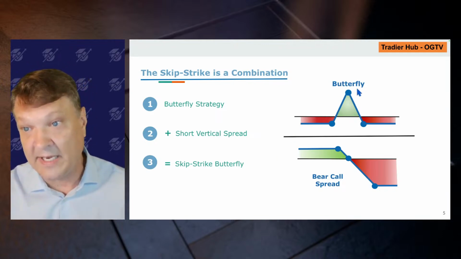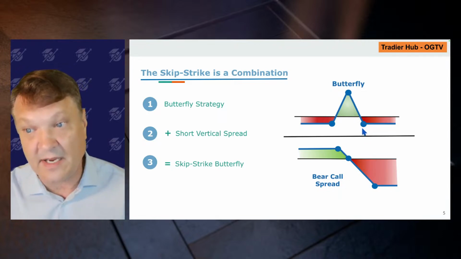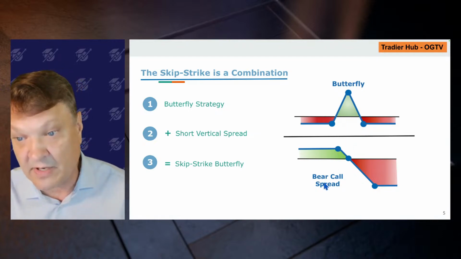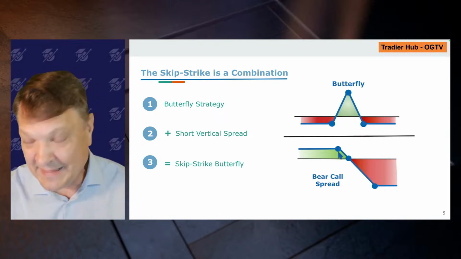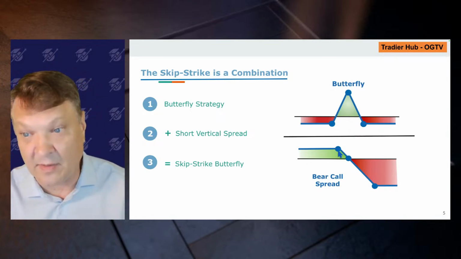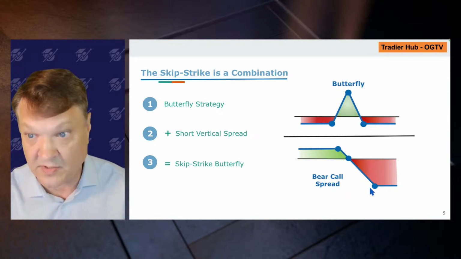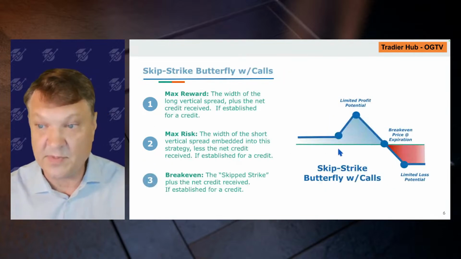So we're going to combine that butterfly with this bear call spread. This strike is the same. This strike is the same. And this is where I get the skip strike from. You're buying this strike on the call butterfly, and you're selling this strike on the bear call spread. So why not just skip it, right? That means you're baking the butterfly, the bear call spread, and the margin requirement and the risk of that bear call spread into your butterfly. And guess what it looks like? Here's our skip strike butterfly.